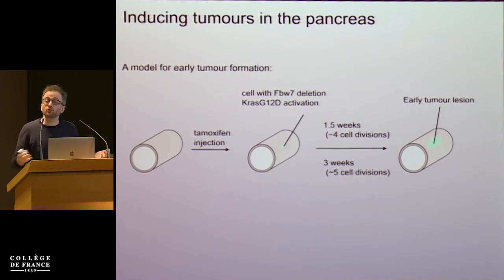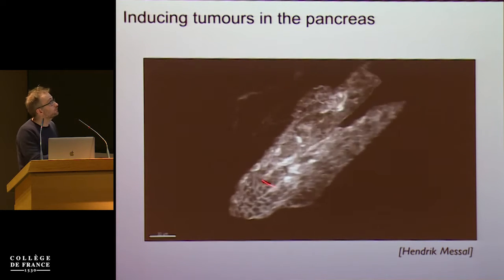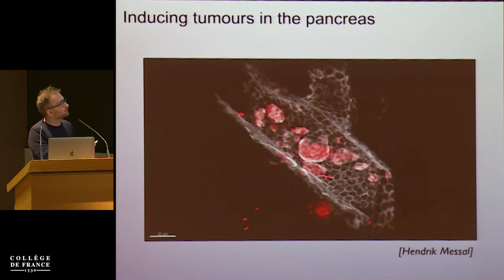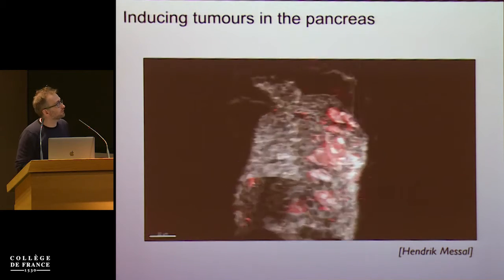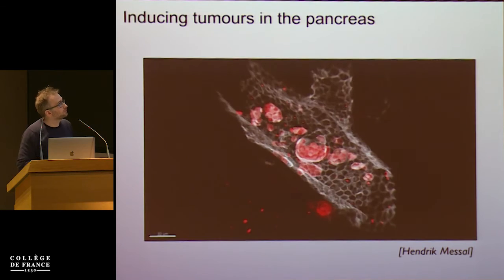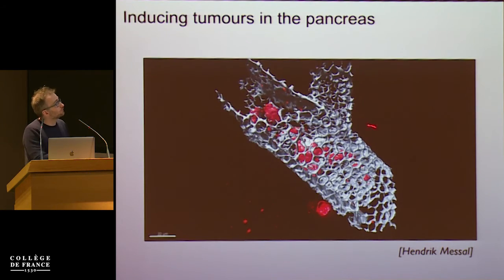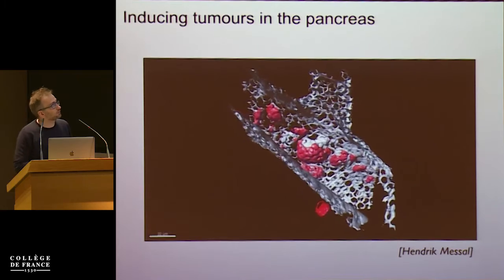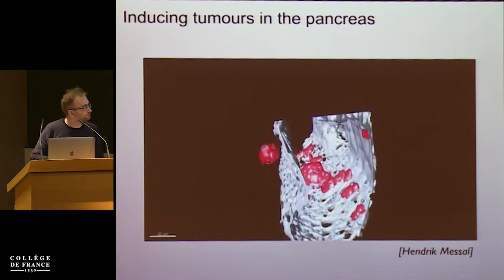At these early stages, it's not a fully developed cancer yet. The epithelial integrity is maintained, but there are these small tumors. This lab has developed a method to image the pancreas in 3 dimensions, and in red, those are the cells that have been transformed. With this method, one can look at the shape of the tube and look at the shape of the tumors, how they have grown inside the tube at these early stages.